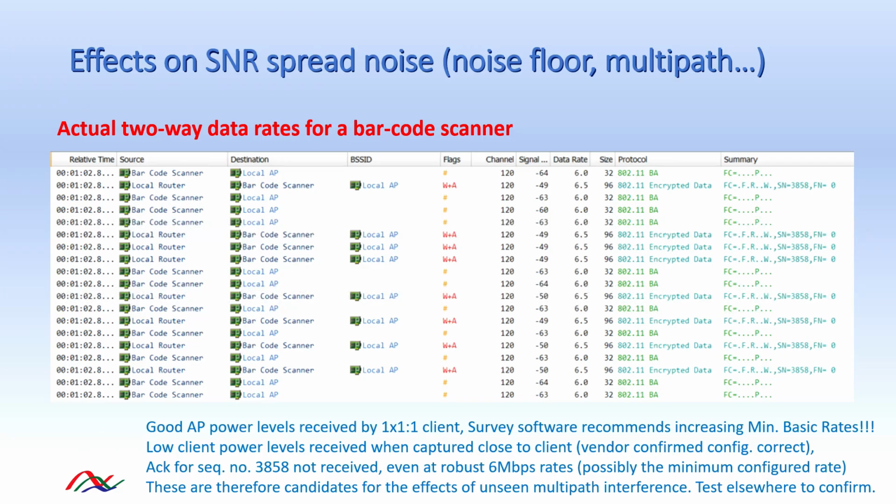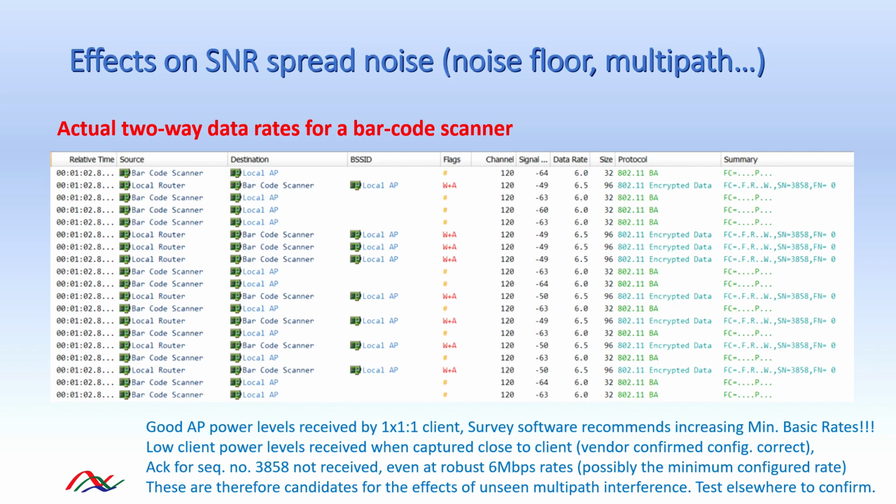The effects of multipath used for spatial streams don't always help devices. For a single stream device, the effects of multipath look like interference all across the channel or band, which won't show up on a spectrum analyzer. Here we have an example where we have a single stream barcode scanner that cannot be heard by an AP in a warehouse even when it's nearby.